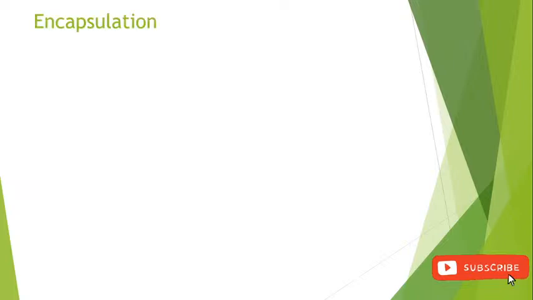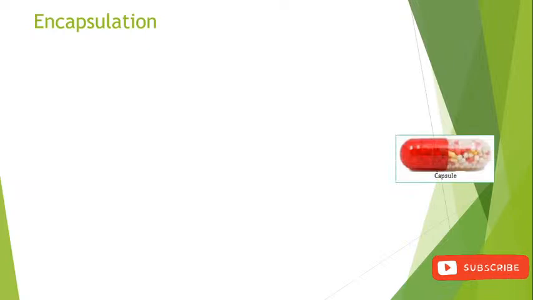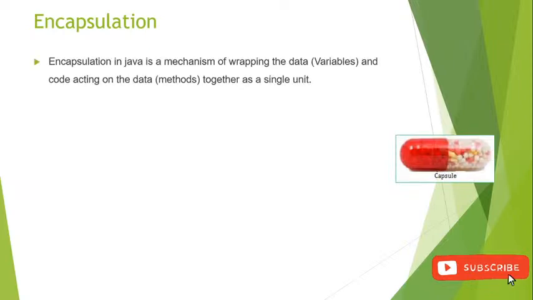What is meant by encapsulation? If we see the definition, encapsulation is a mechanism of wrapping data and code acting on the data together as a single unit. Encapsulation is one of the mechanisms in which we can bind the data and the methods together as a single unit. That is what is called encapsulation.